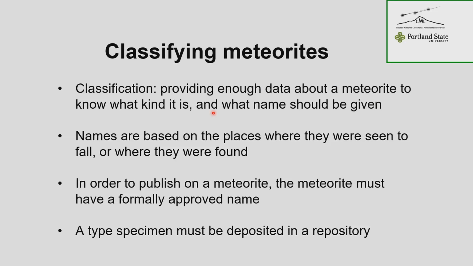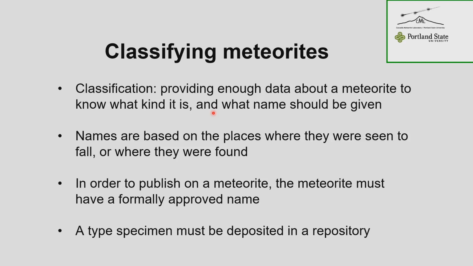But another aspect is what name do you give the meteorite? Because like I said, meteorites can fall anywhere. So if you were to find it, do you name it after the place it was found, or do you name it after something else? And usually we name it after a locality that is either nearby or where the meteorite was found.